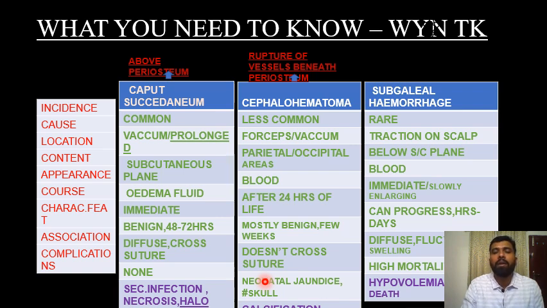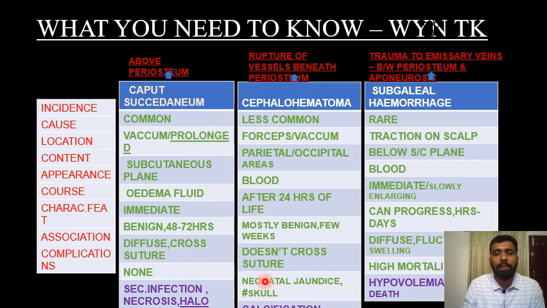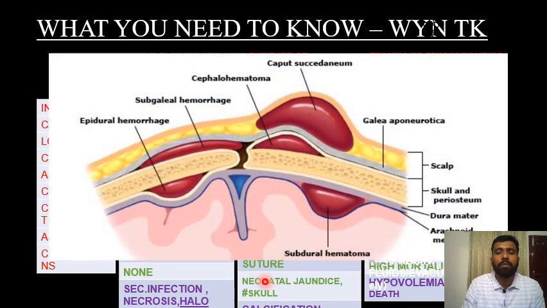which carries a high rate of mortality, or it is fatal. Okay, it can be fatal. Okay, and the complications are shock, hypovolemia, and even death. Okay, and it happens due to trauma to the emissary veins between periosteum and the scalp aponeurosis. And if it is there, we have to treat by PRBC, IV fluids, and evacuation.